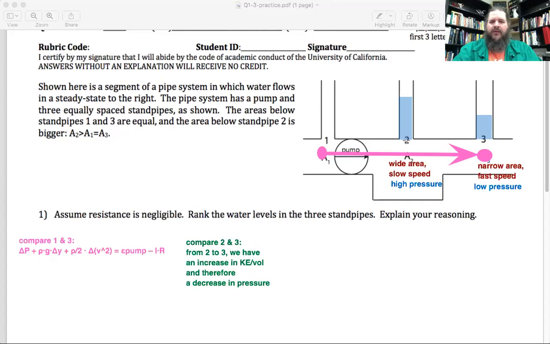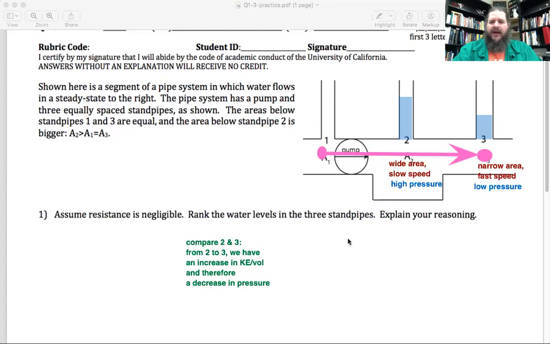Whereas when we're comparing 2 and 3, that path does not have a pump on it. So that means for the 2 to 3 Bernoulli equation, we would not include the pump. But the important thing for pump and resistance is the path between those. So comparing 1 and 3, there certainly could be a pressure difference. That's what we're trying to find out.